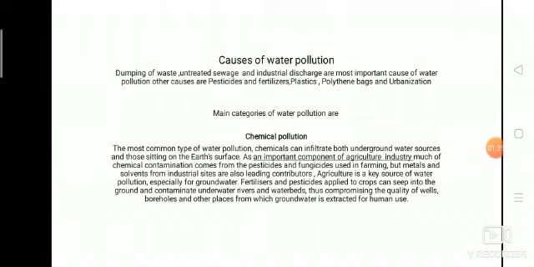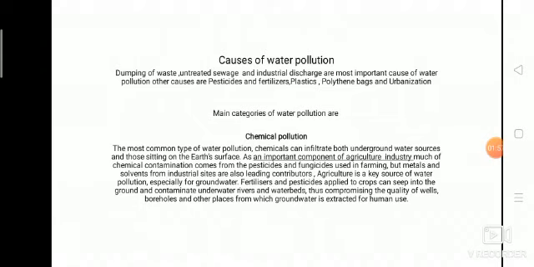The most common type of water pollution is chemical pollution, as chemicals can infiltrate both underground water and other water sources, those sitting on the earth's surface. As an important component of the agriculture industry, most of the chemical contamination comes from the pesticides and fungicides used in farming. But metals and solvents from industrial sites are also leading contributors.